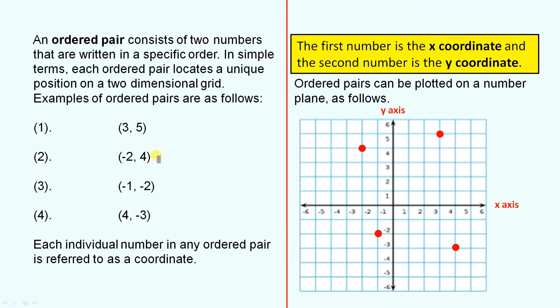For -2, 4, we start here. -2 is an x value, so we go 2 to the left. 4 is a y value, so we go 4 in the positive direction, so there's -2, 4. -1, -2. -1 is an x value, so we go 1 to the left. -2 is the y value, so we go down, so there's -1, -2. And finally 4, -3, we start there, we go 4 to the right and 3 down, and there's 4, -3.